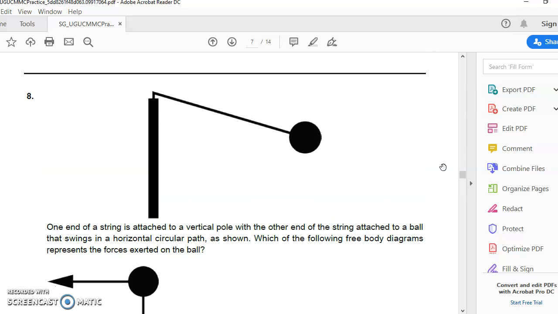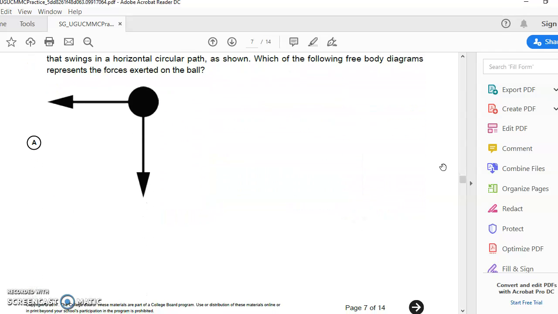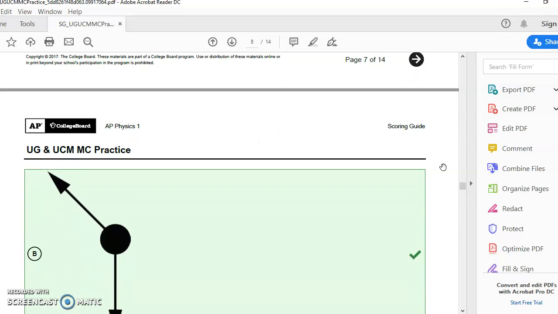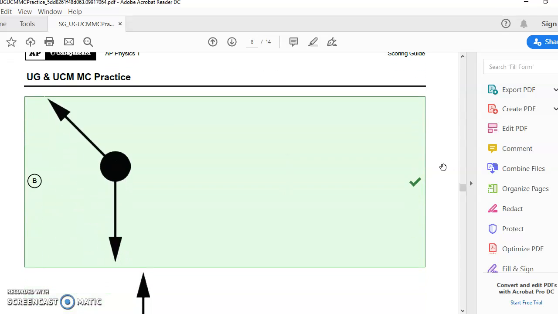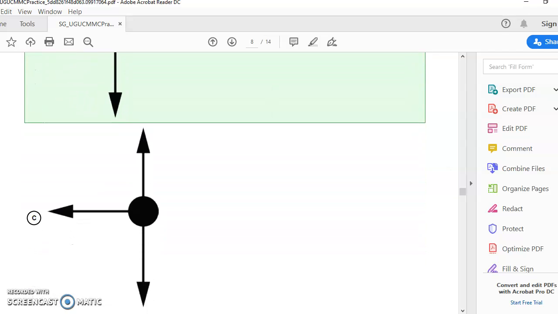Number 8, one end of a string is attached to a vertical pole. So basically the net force needs to be towards the left, because that's the direction that it's accelerating in to keep it in a circle. But we will need some force keeping it up, because there is some weight to it. So it's not A, because this thing would be accelerating downward and to the left. It's actually B, because the upward component of the tension will cancel out with the gravity, leaving the x component of the tension being the centripetal force.